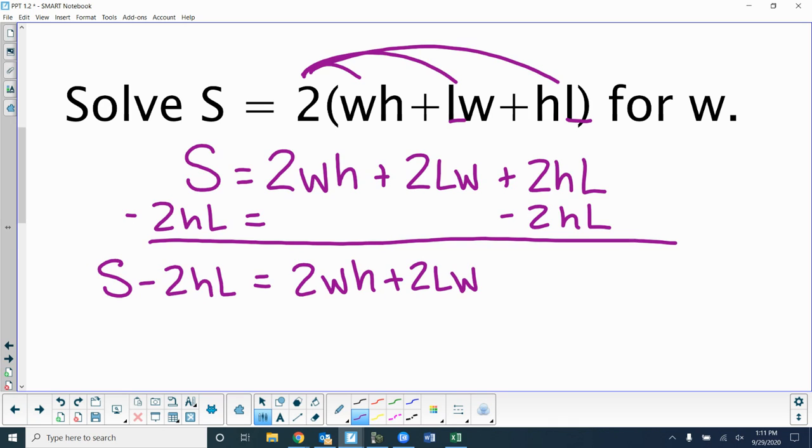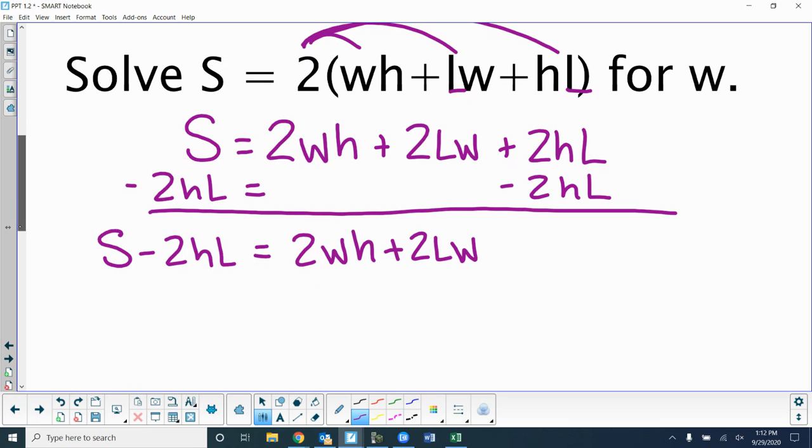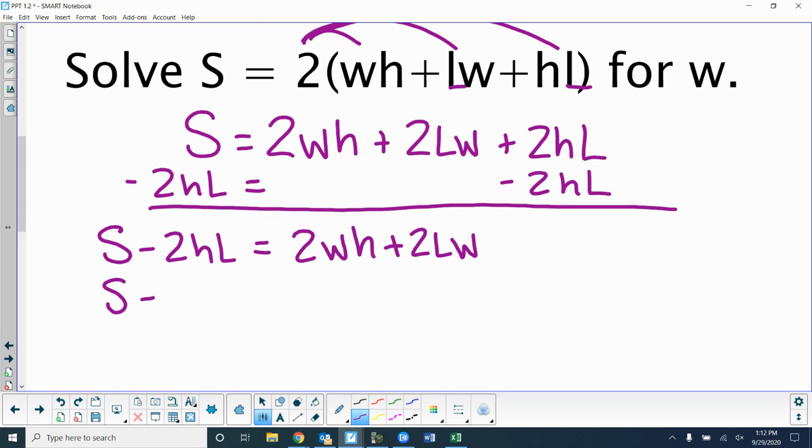Any questions so far? Okay, now here's where you've got to think a little bit. I'm supposed to get W by itself. 1 W, right? But there's 2 of them here. So what we need to do is think of that as a GCF. What do I do with that W? What's that word we did a lot of the last couple weeks? Factoring, right? We want to factor out that W.